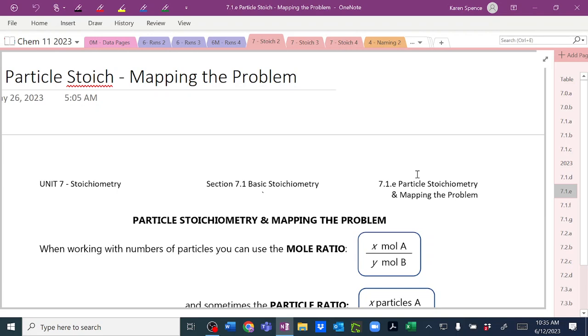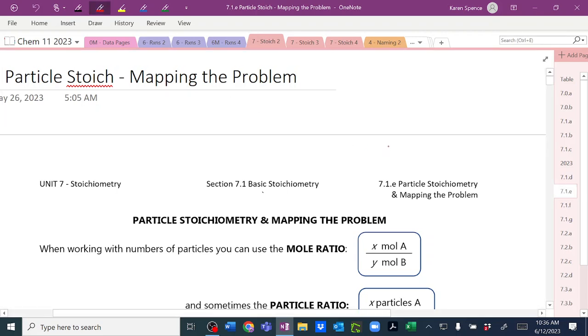Okay, so hopefully by this point, you have gotten the idea of stoichiometry. What is step one of any stoichiometry problem? Find the moles of A. Step two is find moles of B. And then everything else is just using mole conversion factors.